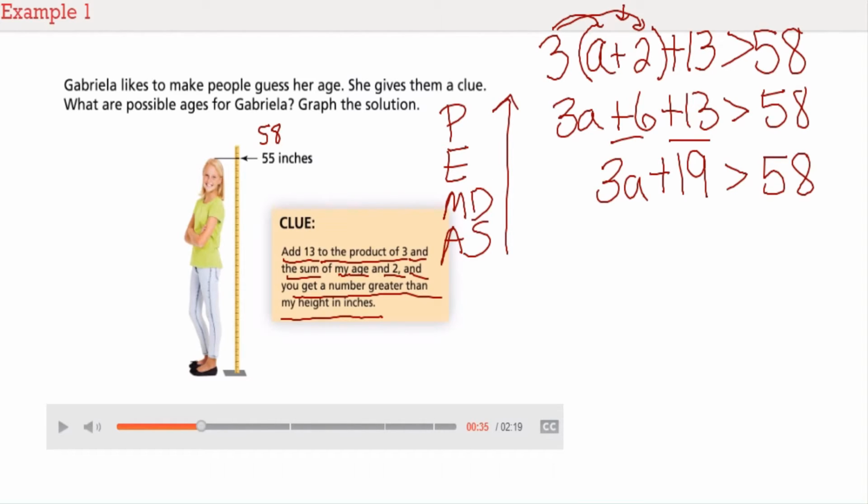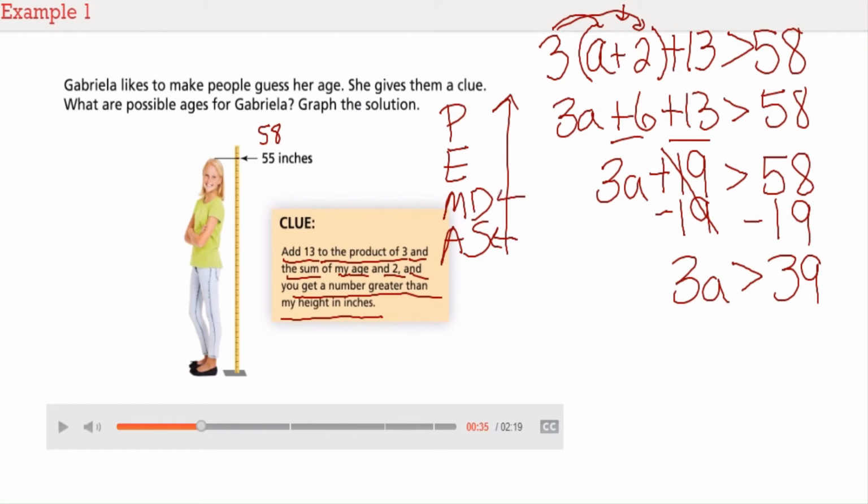That means I have to first start undoing addition and subtraction. And that 19 and that A is connected through addition. So I'm going to subtract 19 on both sides because that's the inverse of addition. This cancels out. I'm left with 3A is greater than, and 58 minus 19 is 39.